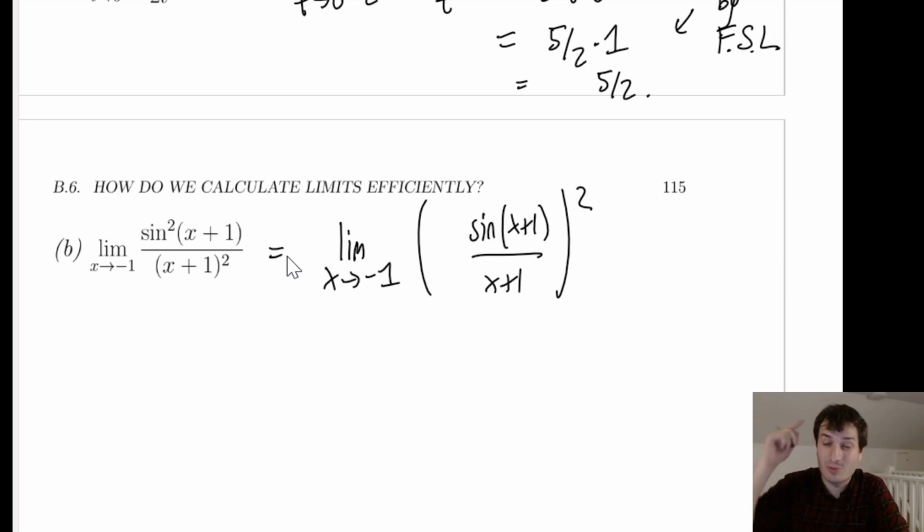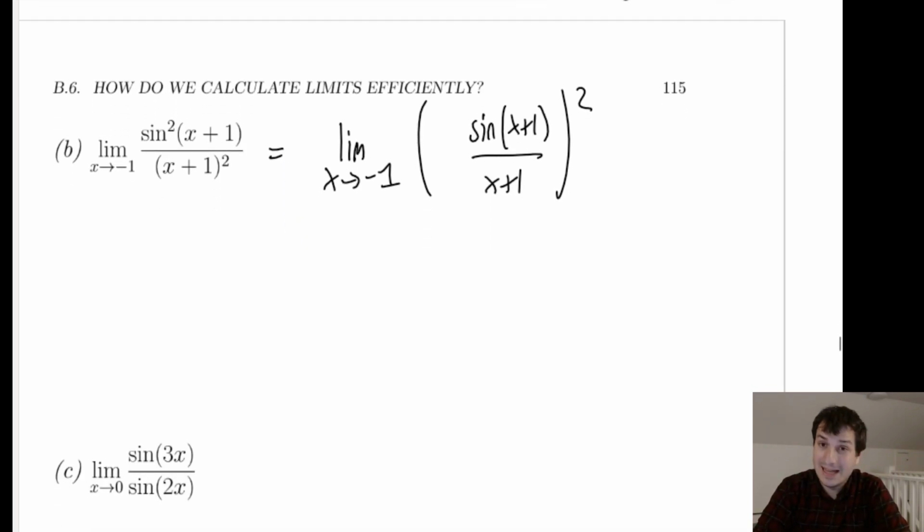That's what it is. We're squaring the top, we're squaring the bottom. You might as well write it in a bracket and square both. And now we're in perfect shape. We can apply the substitution rule.